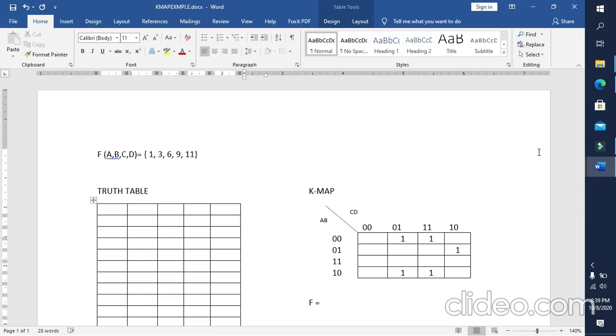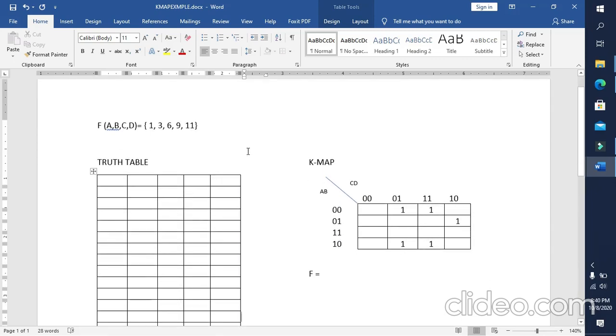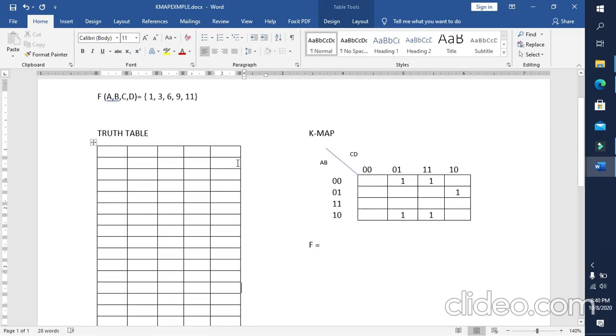So how are we going to determine the number of combinations? To determine that one, you have to raise 2 to the power of the number of inputs. So in this example, we have four inputs, the input variables A, B, C, and D. So therefore, 2 to the power of 4 is equal to 16. So I have here a table. This table consists of 5 columns and 16 rows.